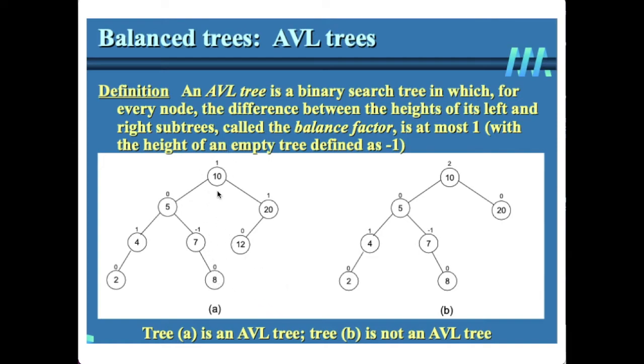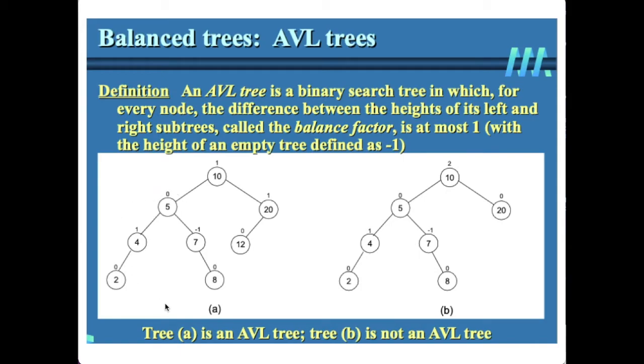So by definition, an AVL tree is a binary search tree, so meaning everything on the left is less, everything on the right is more than the value of that key, with an extra property. And that extra property is this statement: for every node in the AVL tree, the difference between the heights of its left and right subtrees, yun yung tinatawag na balance factor. Dapat yung balance factor nung every node of the AVL tree is at most 1.